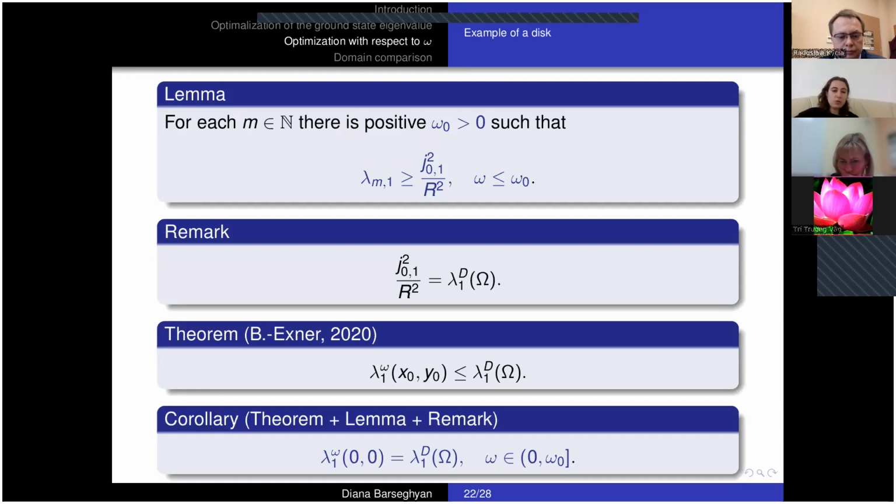Next, please. And using this theorem and this lemma plus remark, we prove that for small enough values of omega, the ground state eigenvalue of the operators which we discuss coincides with the ground state eigenvalue of the Laplace operator. So summarizing, we prove that the ground state eigenvalue of our operators is no larger than the ground state eigenvalue of the Laplace operator, but in some sense, if we have a rotationally symmetric domain, for some values of omega, they can coincide.